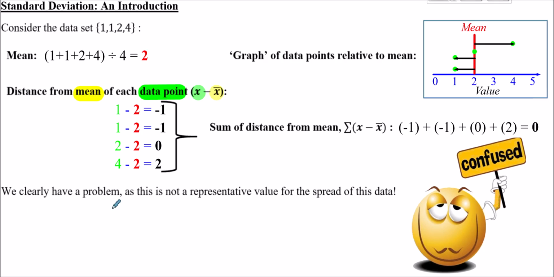So yeah, we have a problem because this isn't representative as a value for the spread of this data. The spread isn't going to be 0, it's going to be more than 0. The spread would be 0 if all the values were 2, which they're not.